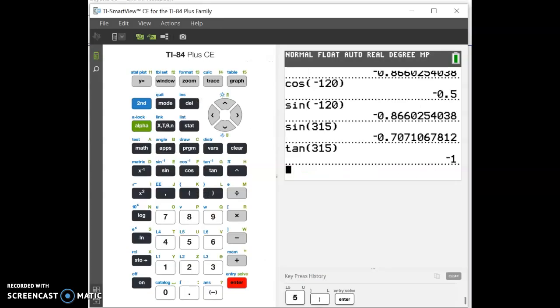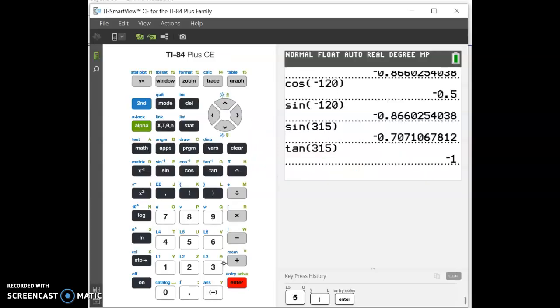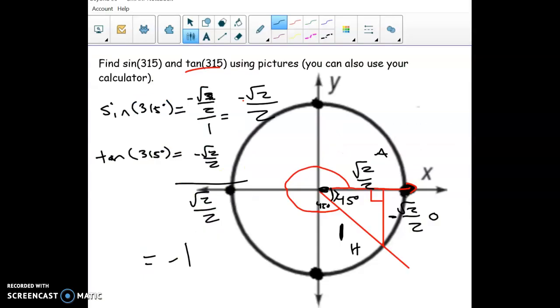And again, you can check on your calculator, right? Like if I do sine of 315, that is negative square root of 2 over 2 as a decimal, and tangent of 315 is negative 1. So that's a good thing to check to make sure you're doing them right. So that's all I got for finding them.